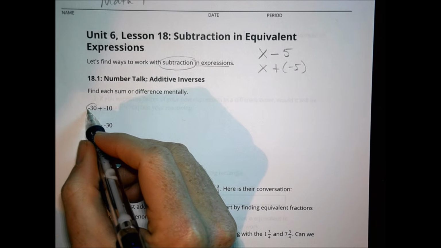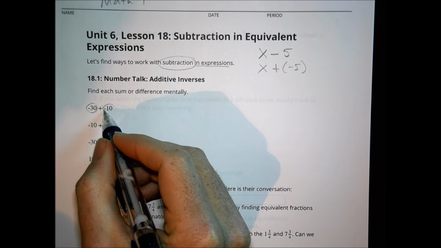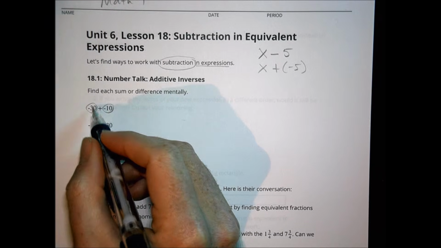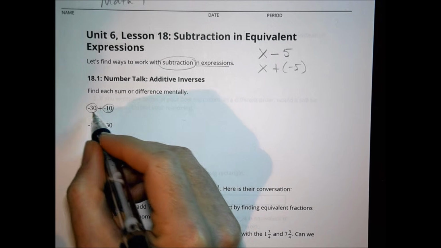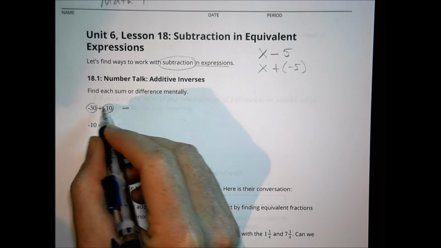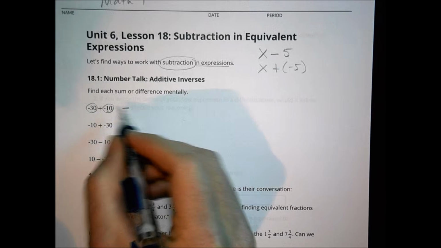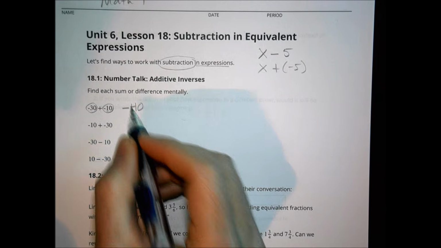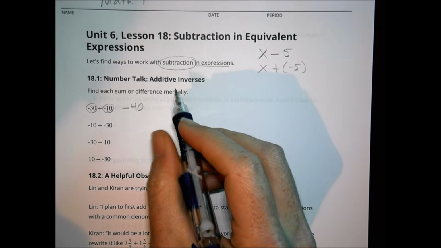So here I have a negative 30, and I'm adding that to a negative 10. In my mind, I know that the signs here are the same. So in my solution, I'm going to keep the sign the same and find the sum. 30 plus 10 is 40, and I keep the same sign, a negative.